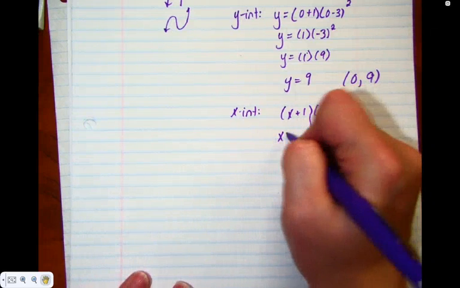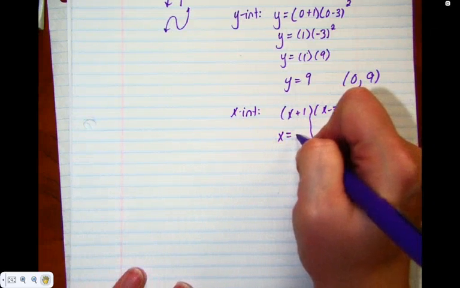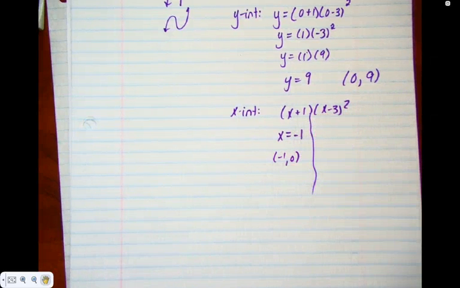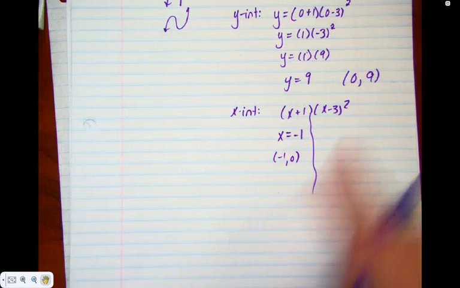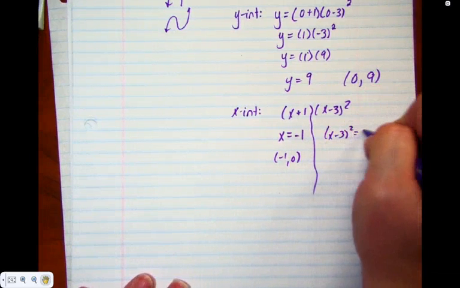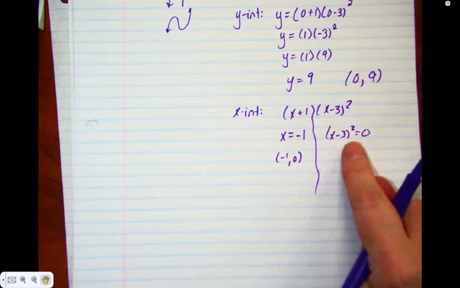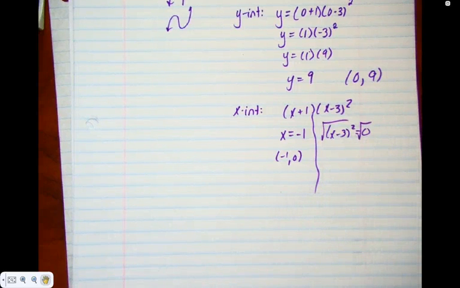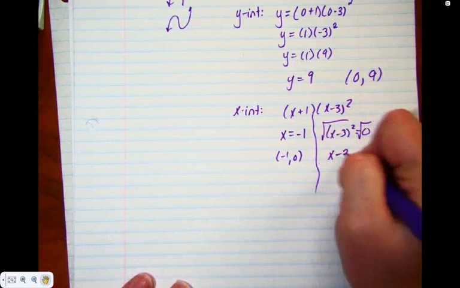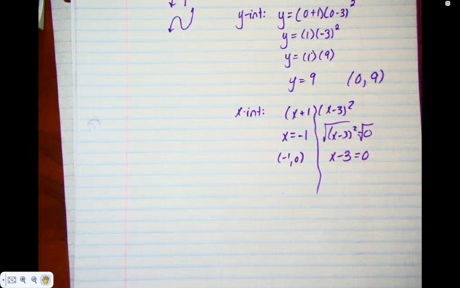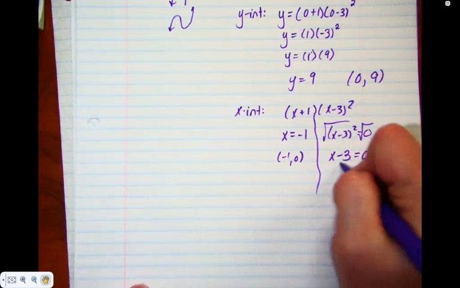Left-hand one, x equals minus 1. So nothing, no big deal there, nothing unusual. It's this one that tends to freak people out. How do we get rid of a squared? What's the opposite of squaring something? Square rooting it. So on the left, I'm just left with the x minus 3. On the right, what's the square root of 0? No big deal, the squared's done now. What does x have to equal?